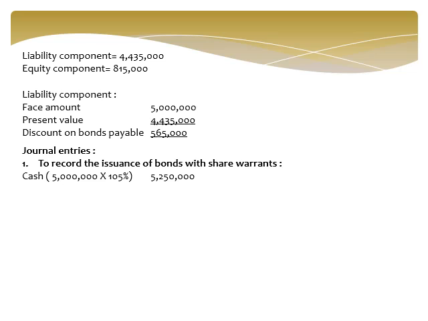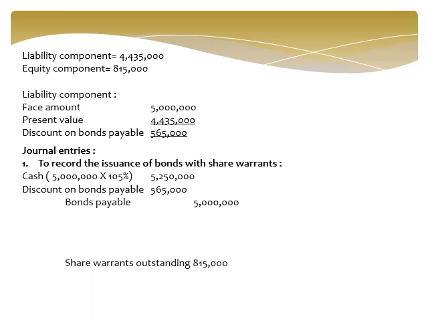Now, for the journal entries, the same lang sa kanina, pero different amount na. So, naka-receive tayo ng cash worth 5,250,000. Debit also the discount on bonds payable of 565,000. And credit the bonds payable at face amount of 5 million. And credit the share warrants outstanding of 815,000.